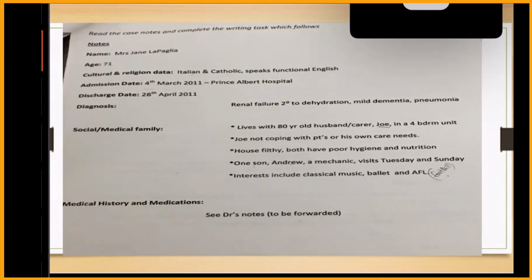Social medical family: lives with 80-year-old husband, carer, Joe, in a 4-bedroom unit. Joe not coping with patient or his own care needs. House filthy. Both have poor hygiene and nutrition. One son, Andrew, a mechanic, visits Tuesday and Sunday. Interests include classical music, ballet, and AFL. Medical history and medication: see doctor's notes to be forwarded.